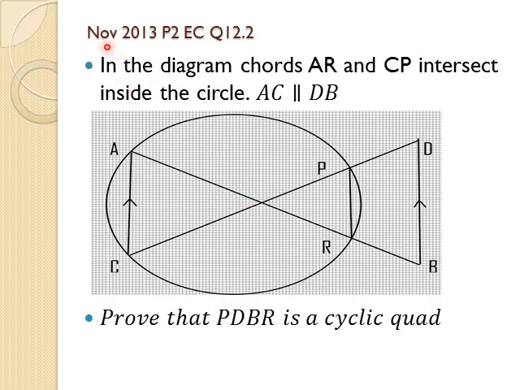I'm doing a problem from November 2013, paper 2, Eastern Cape, from a grade 11 exam paper. They say in the diagram, chords AR and CP intersect inside the circle, and AC is parallel to TB. We have to prove that PDBR, that outside shape, is a cyclic quad. So let's look at the solution.